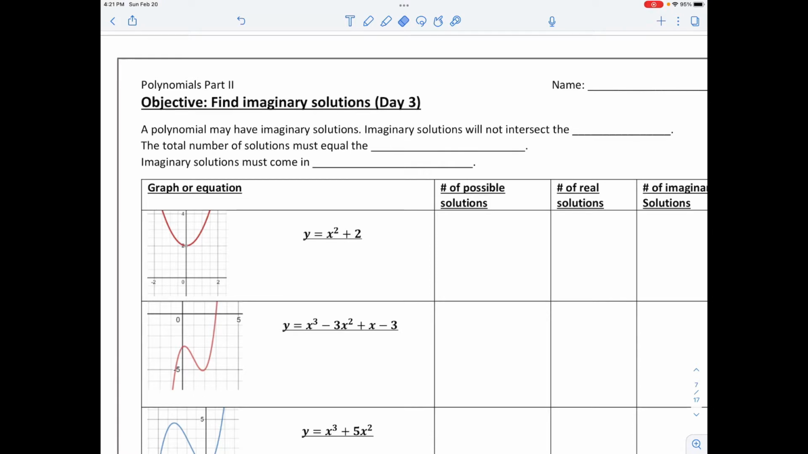Today we're going to look at imaginary solutions. Remember from the fundamental theorem of algebra that we talked about in the previous video, the degree tells us the number of possible solutions. But a polynomial may also have imaginary solutions. And if you recall from the previous video, imaginary solutions will not intersect the x-axis. The total number of solutions must equal the degree of the polynomial. And remember, the degree is the highest exponent.